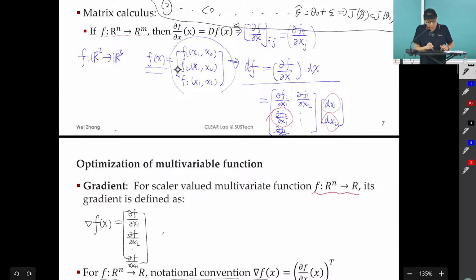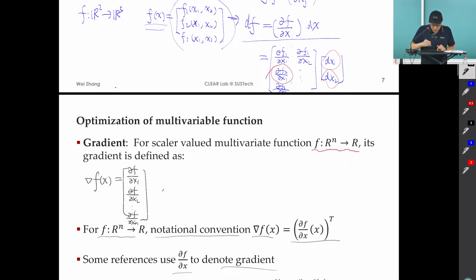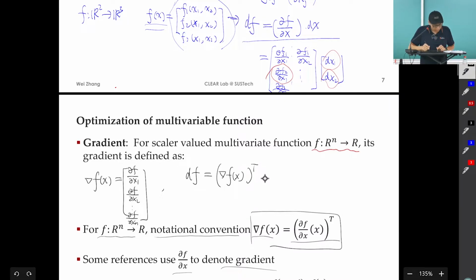Because if you look at the Jacobian definition we have been using, then in this case it will be partial f, partial x1, because f is scalar, right? So there's only f1, there's no f2. So partial f over x1, x2, x3, all the way to xn. So it's a row vector. Now the gradient I'm defining is a column vector. Typically I would say this is the case. In this case, you will see the notation df equals the gradient inner product with dx.